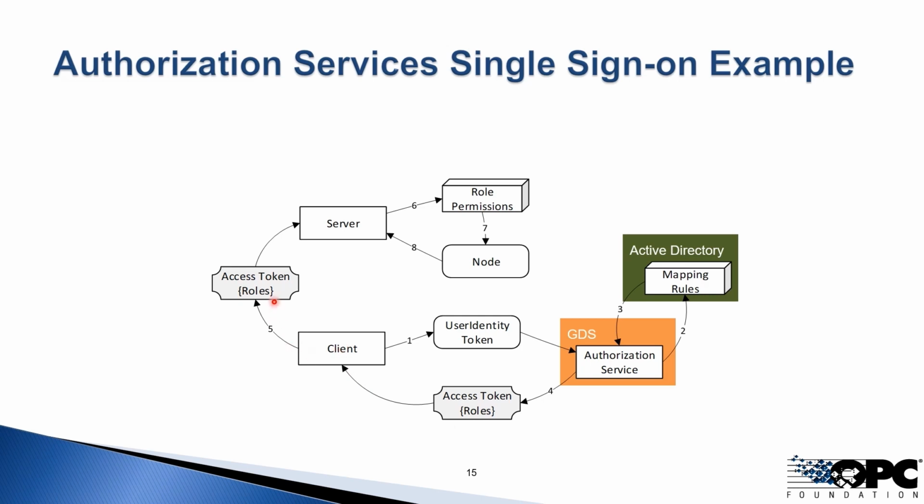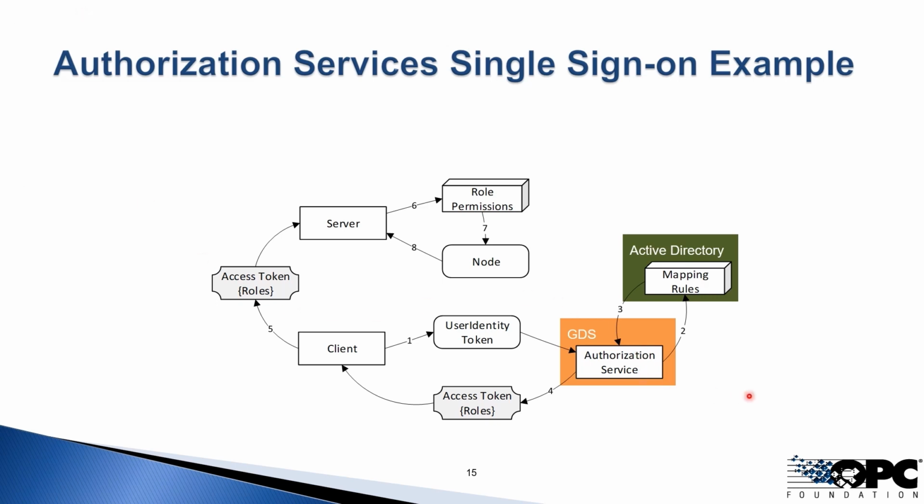The client takes the access token with the roles to the server, the server collects those and then can make that assignment. So all of this happens without any server storing usernames and passwords, nobody having to log into the UA application separate from the Windows login, and essentially single sign-on is achieved in all of the clients and servers in the entire OPC UA system in this case.